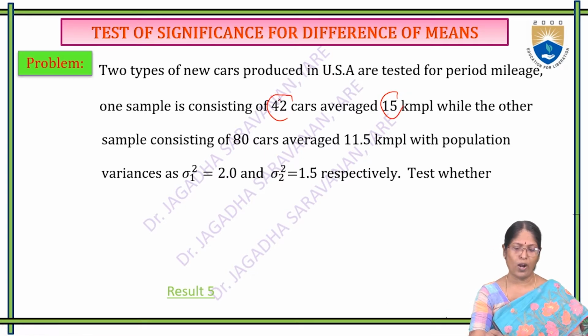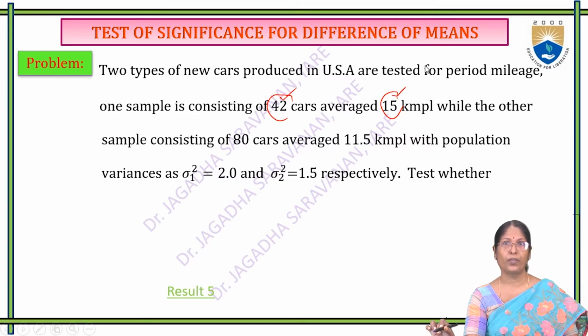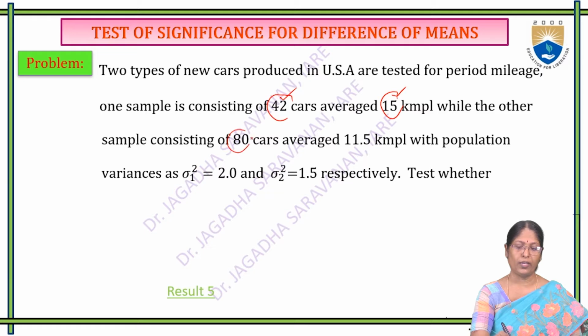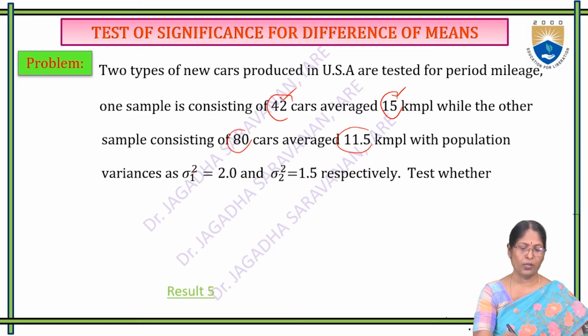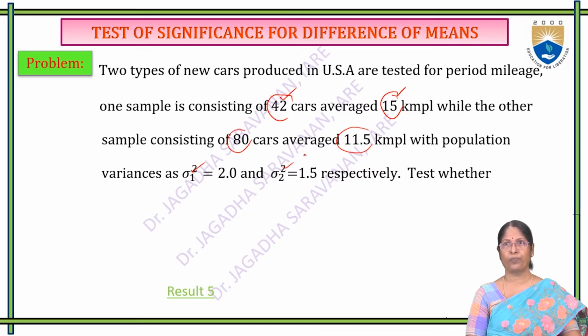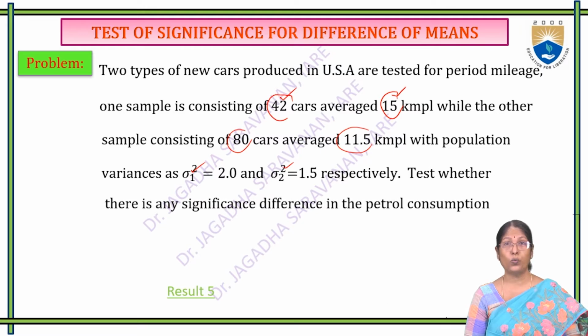So N1 is ready, X1 bar is ready. Another group, that is 80, N2, 80 samples. Related to that, X2 bar is also ready. Here the population variance is given. So sigma 1 square, sigma 2 square is given. Here we have to take the test statistic: X1 bar minus X2 bar divided by square root of sigma 1 square divided by N1 plus sigma 2 square divided by N2. Test whether there is any significant difference in the petrol consumption of the two types of cars.